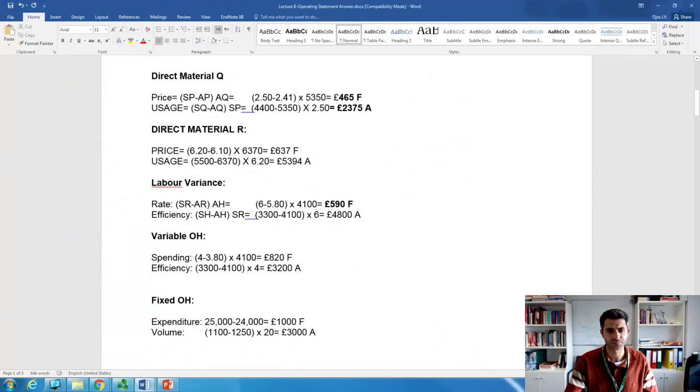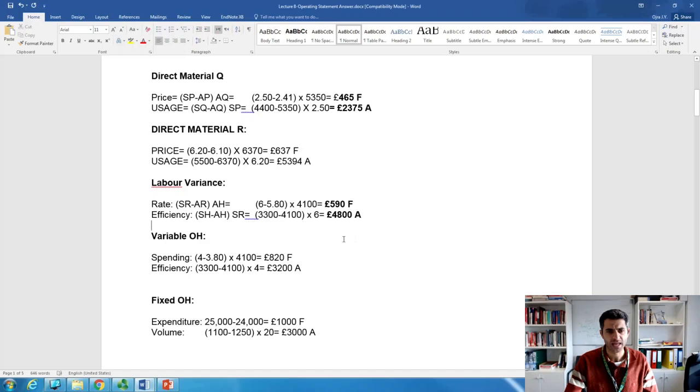So that's 3,300 hours minus the actual hours, which is 4,100 hours, and multiply by the standard rate of £6. You should find the answer is 4,800 adverse. Why is it adverse? As you see, the actual labor hours are more than the budgeted hours, and that's why we have 4,800 adverse.